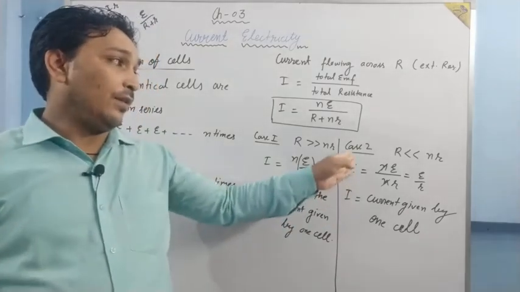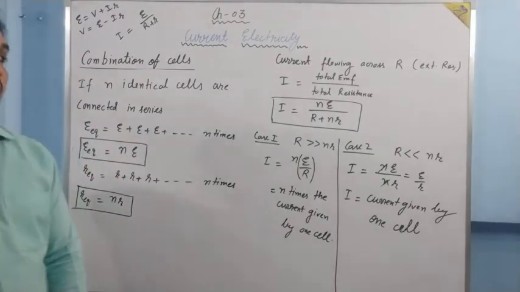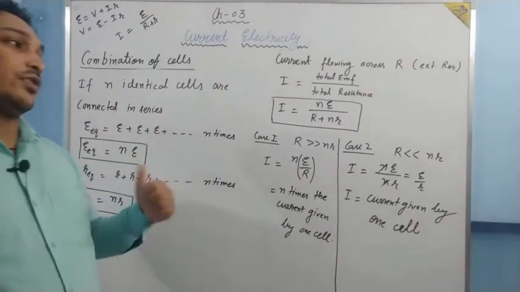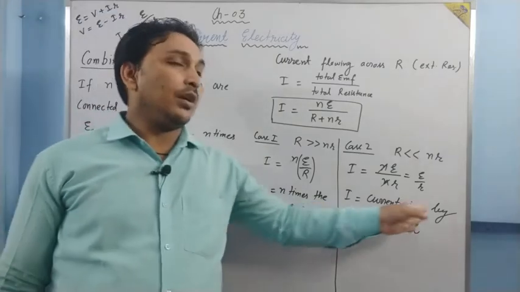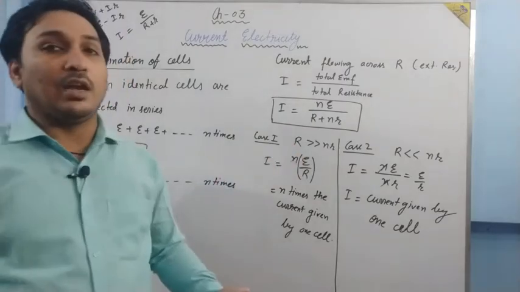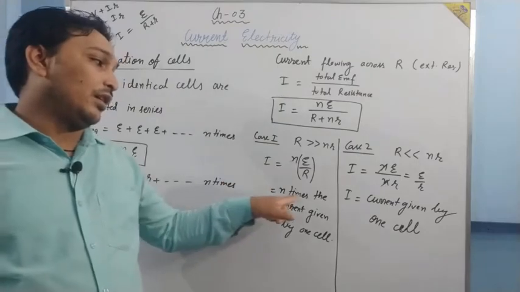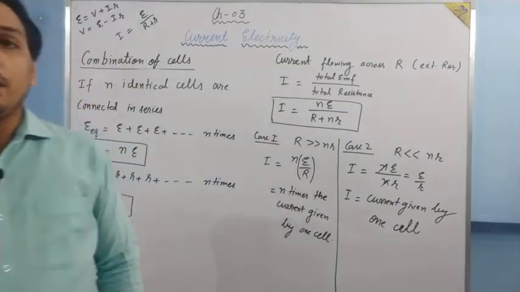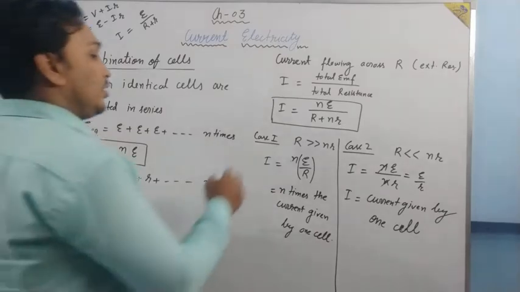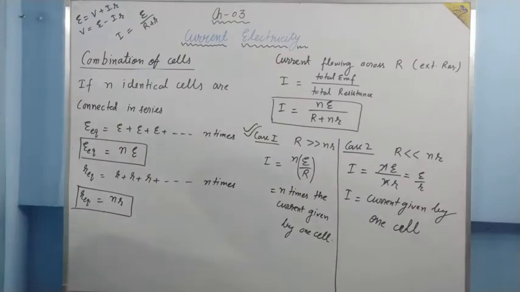So basically when capital R is very small compared to the internal resistance of the cell, then we don't use series combination, because the equivalent current will be the current given by one cell only. But when the external resistance is very high, external load is very high, in that case we use series combination, because here the current is N times the current given by one cell. So this condition is preferable when R is very greater than Nr, where small r means internal resistance, then series combination of cells is preferred.